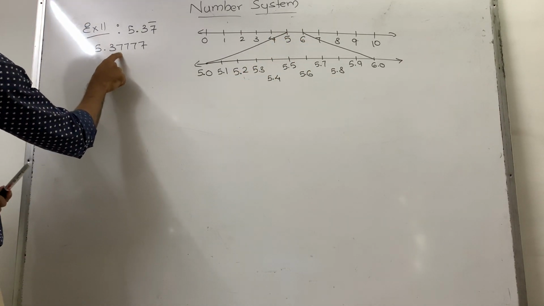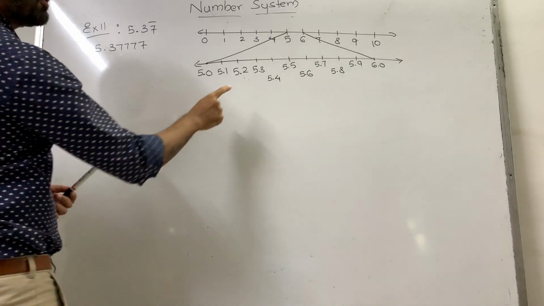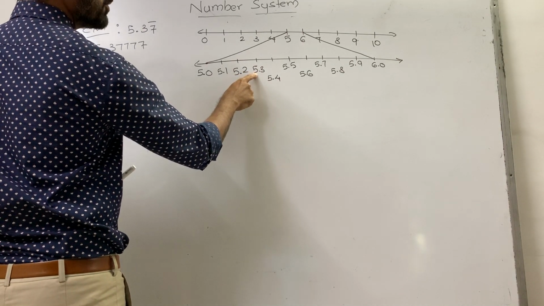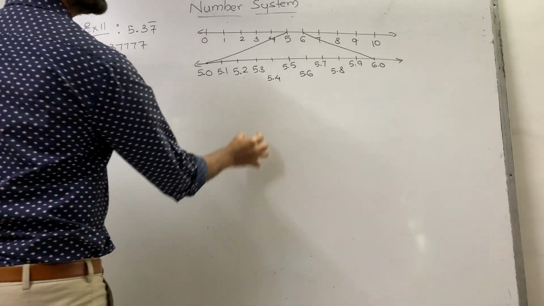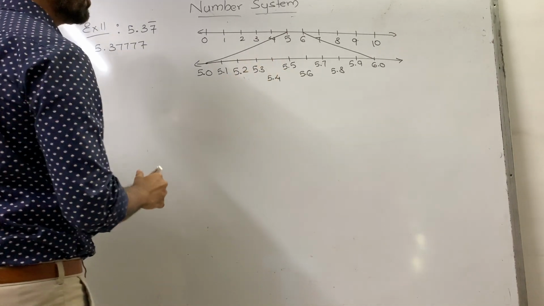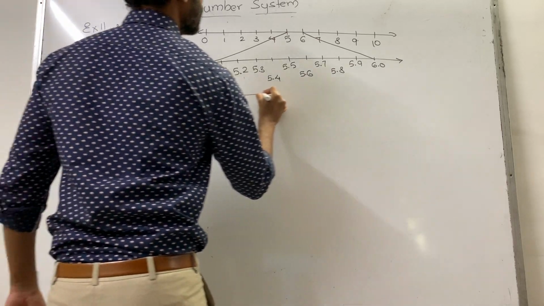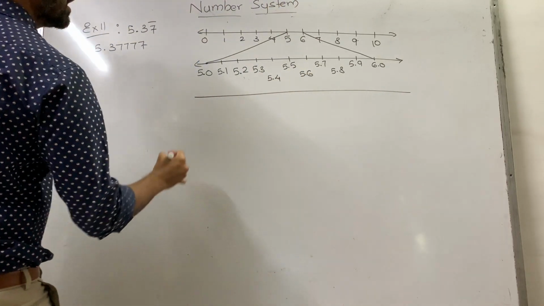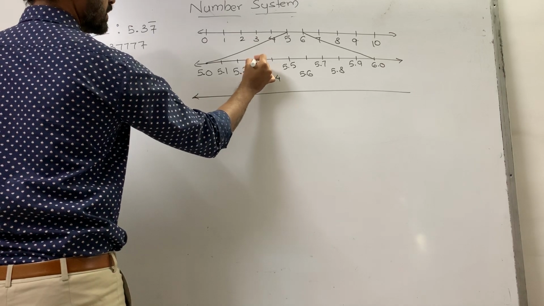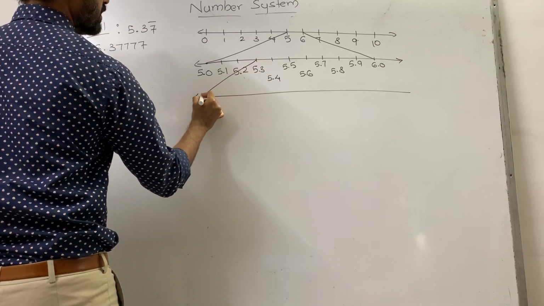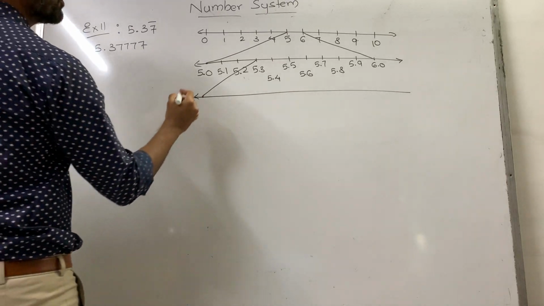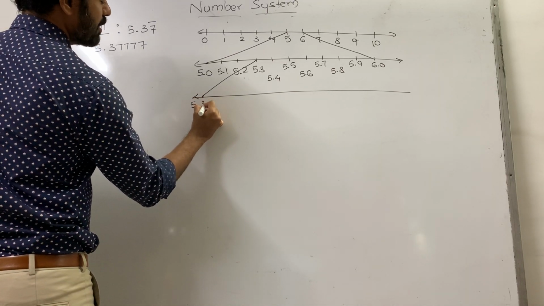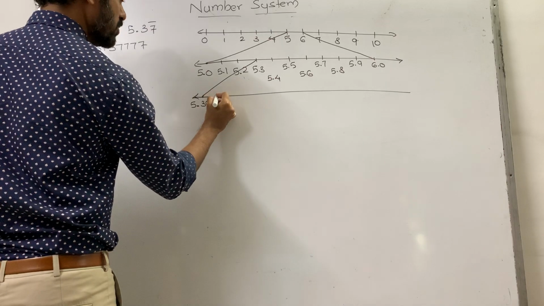Now you have 5.37777. It will be greater than 5.3 but less than 5.4. So we are going to zoom the region between 5.3 and 5.4. So let's construct a third number line. This is your 5.3. Now write the numbers between 5.3 and 5.4 up to 2 decimal places. So 5.3 will be 5.30.